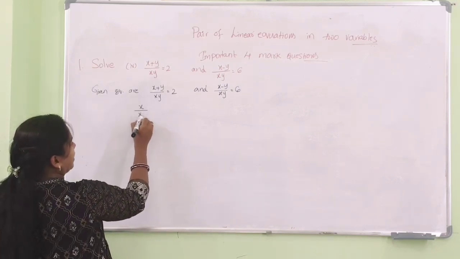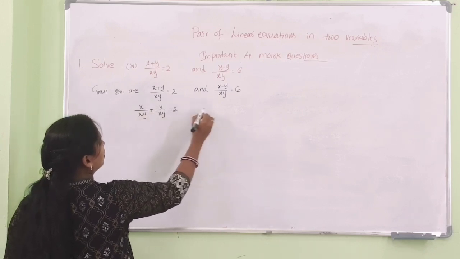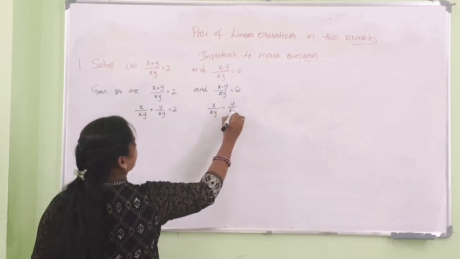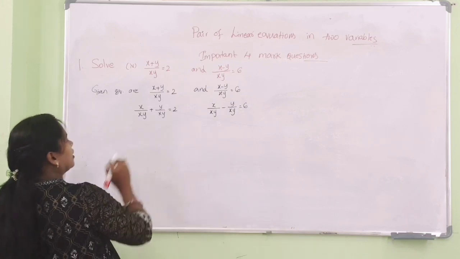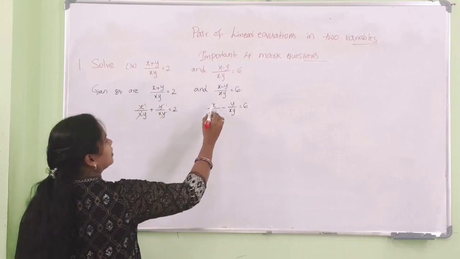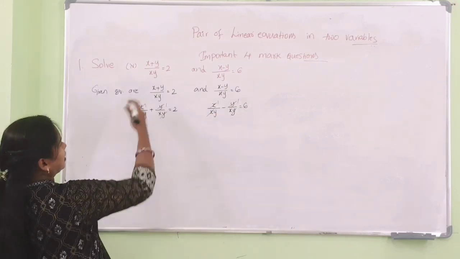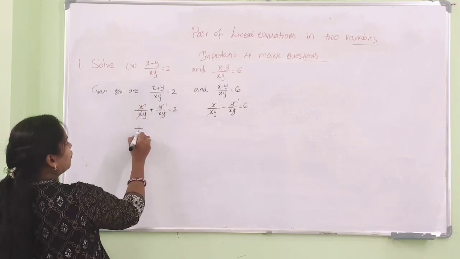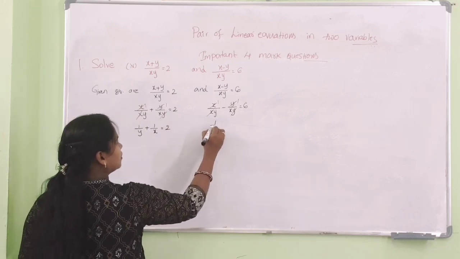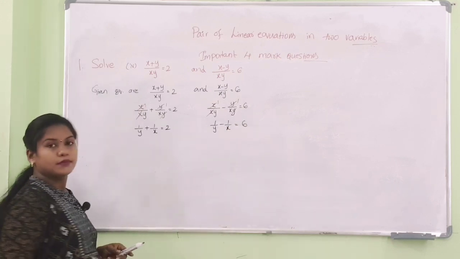Then we get x by xy plus y by xy is equal to 2, and here x by xy minus y by xy is equal to 6. Here x gets cancelled, here y gets cancelled. Then the given equations will become 1 by y plus 1 by x is equal to 2, and 1 by y minus 1 by x is equal to 6.